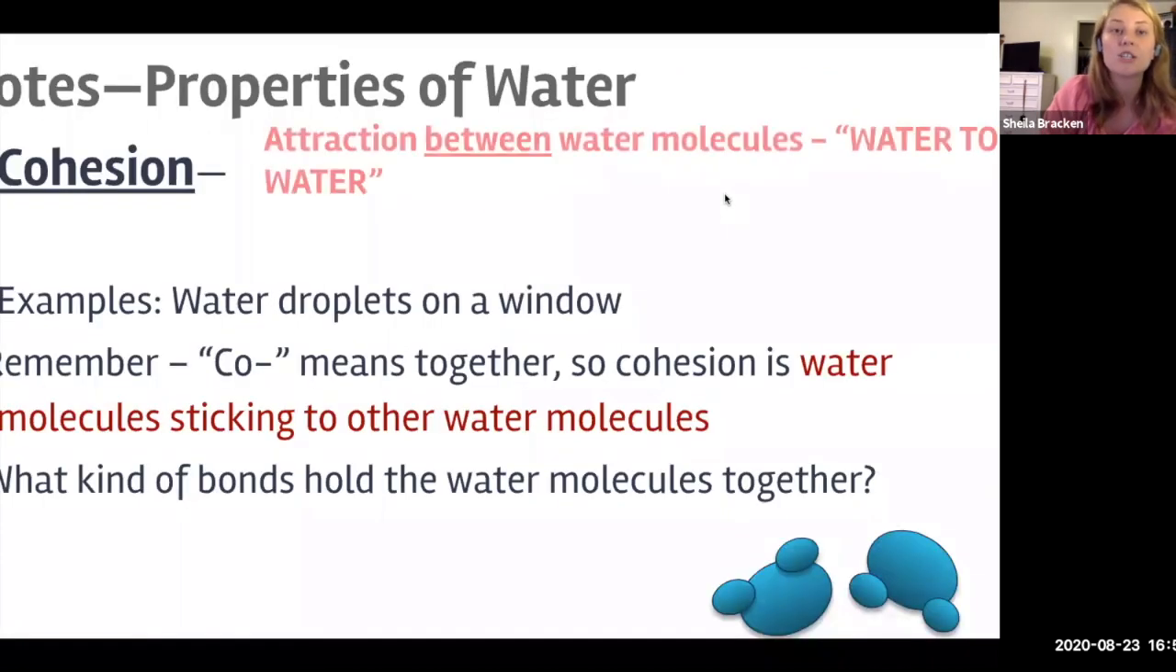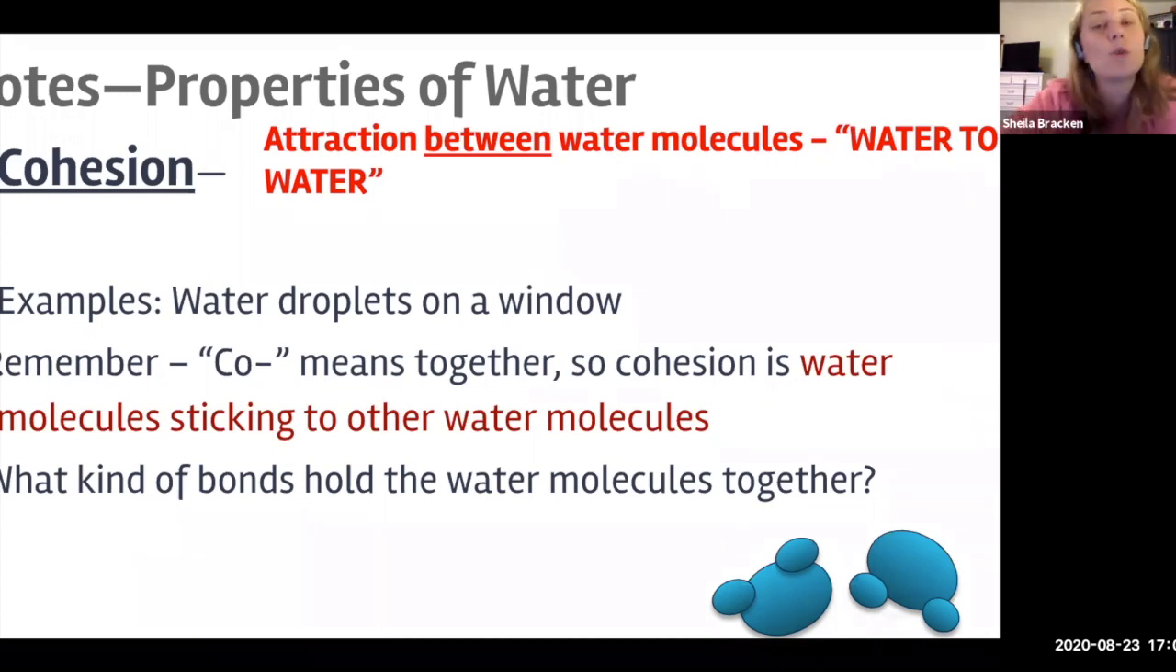So let's actually talk about what cohesion is. Again, you have those definitions. I shared them with you to help you through the lab, but let's just go into it a little more, and also about why it's important. So cohesion is the attraction between water molecules, right? Water to water. An example could be water droplets on a window, water droplets kind of on your skin when they run down. Remember that co means together.